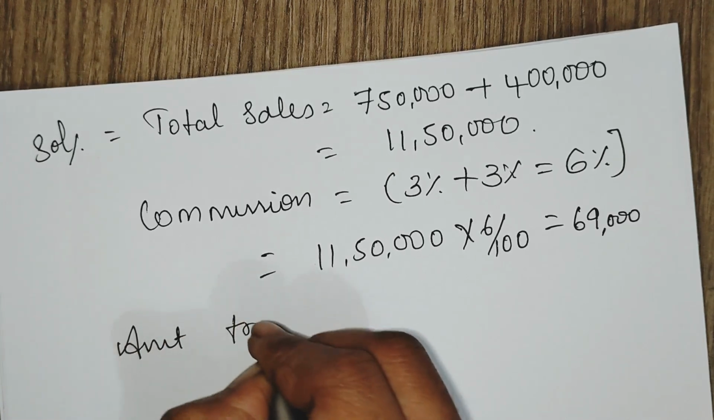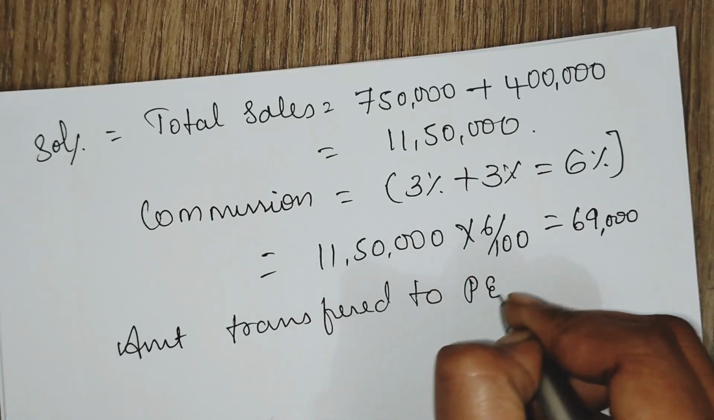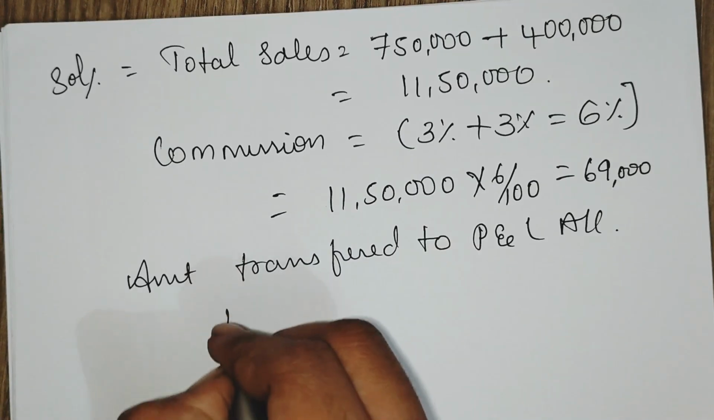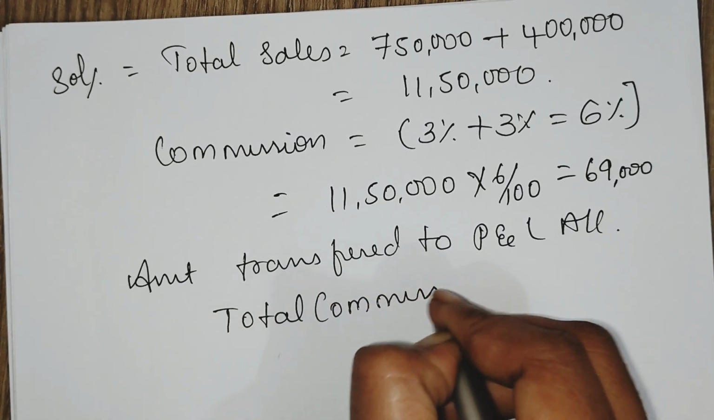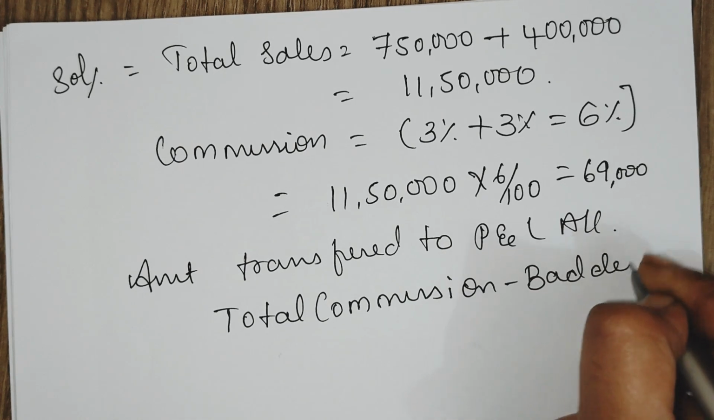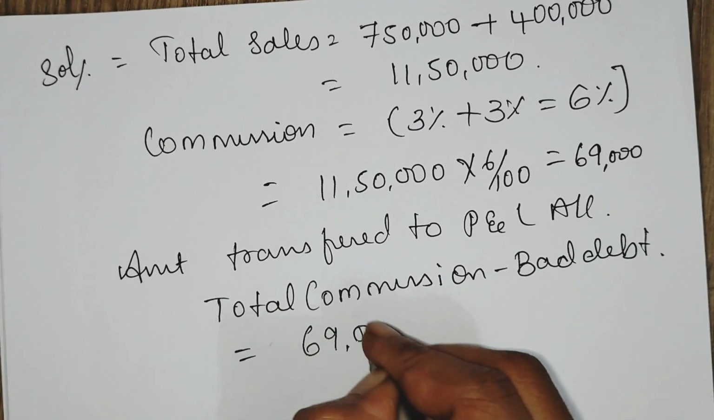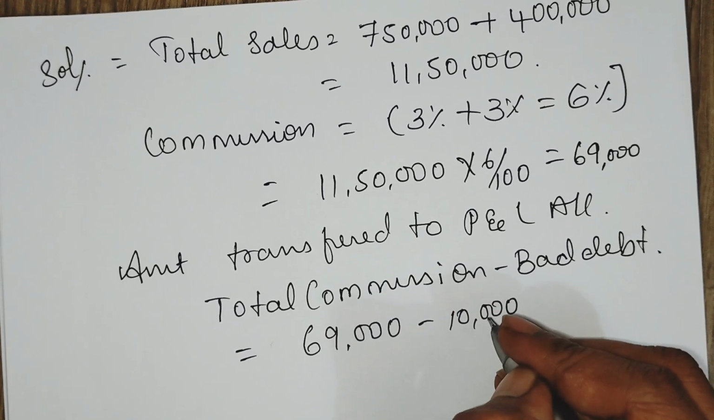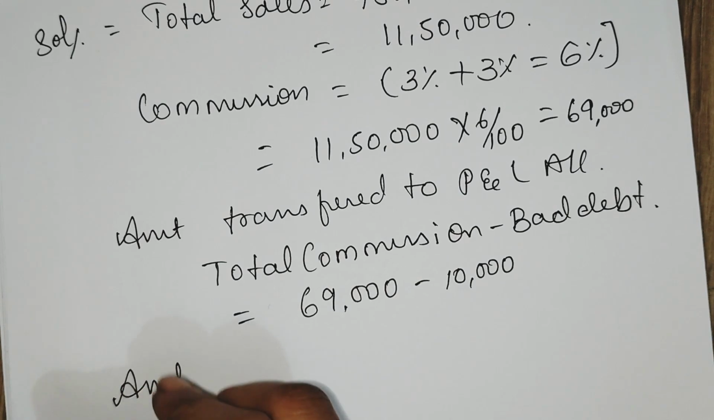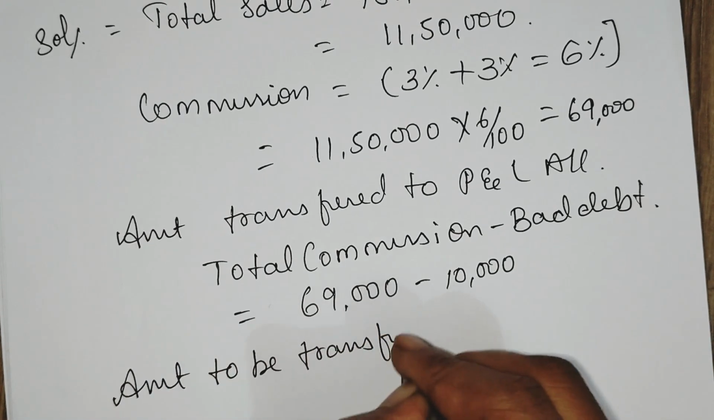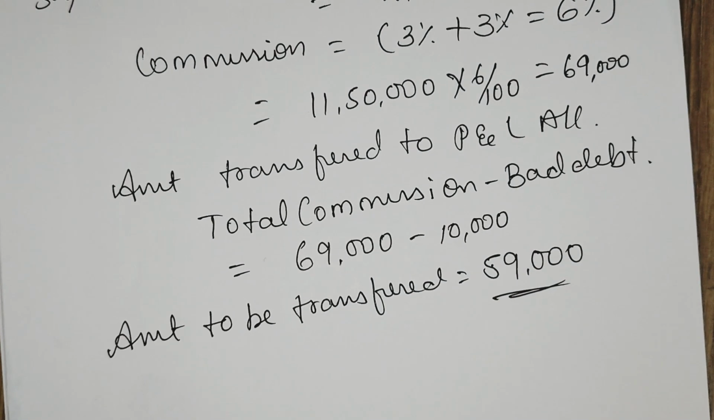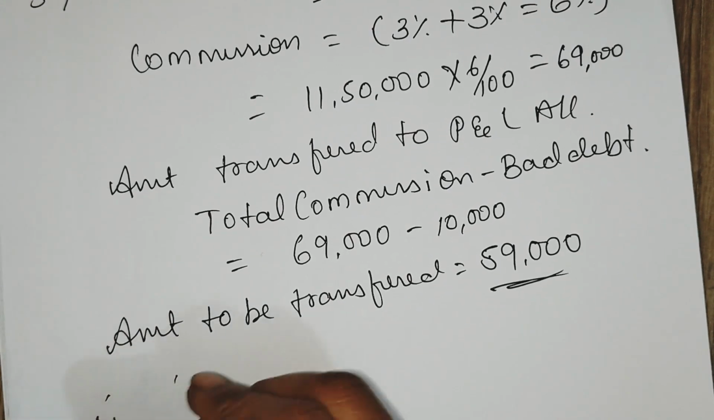Amount transferred to profit and loss account: because amount recovered is only 3,90,000, we have a balance amount. That is why here we are showing the amount transferred to the profit and loss account. Total commission minus bad debt. Total commission was 69,000, and out of 4 lakh he was able to recover 3,90,000. The remaining 10,000 will be a bad debt. The 10,000 we are subtracting. So the amount to be transferred is 69 minus 10, 59,000. 59,000 will be transferred.